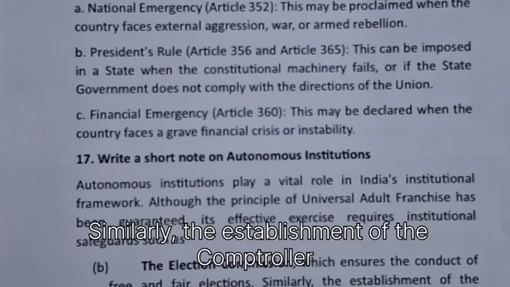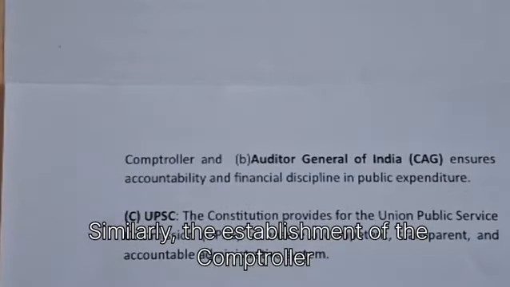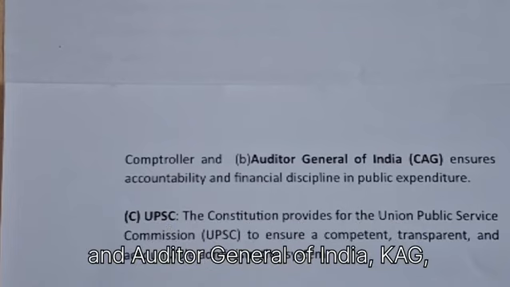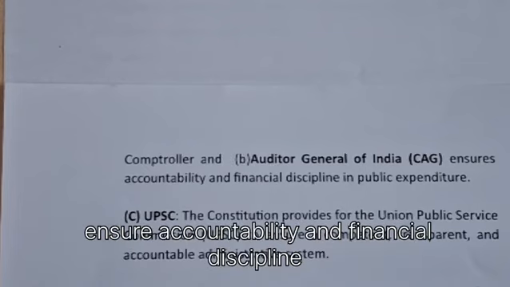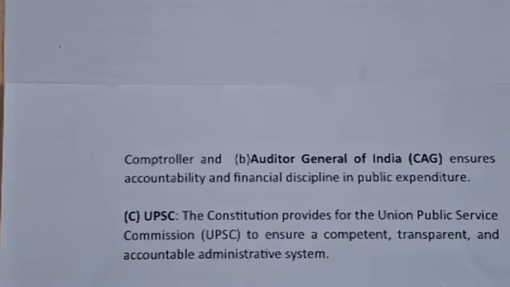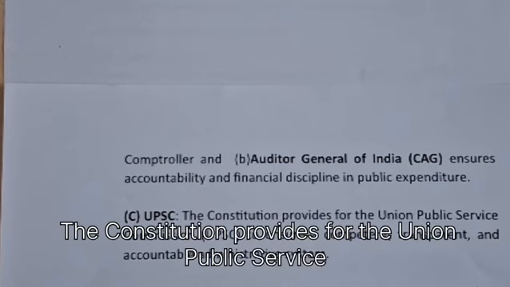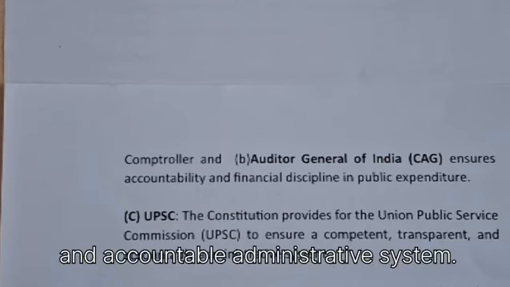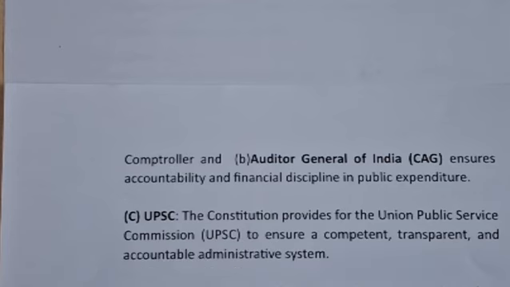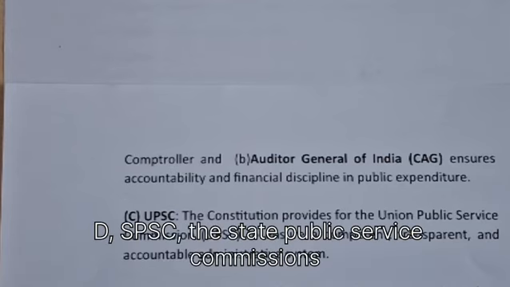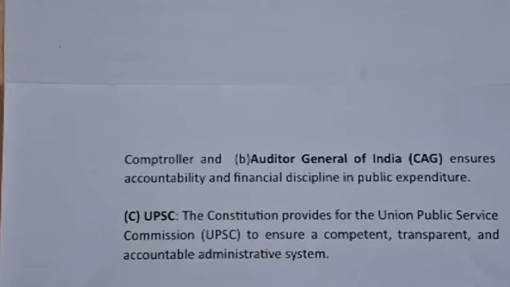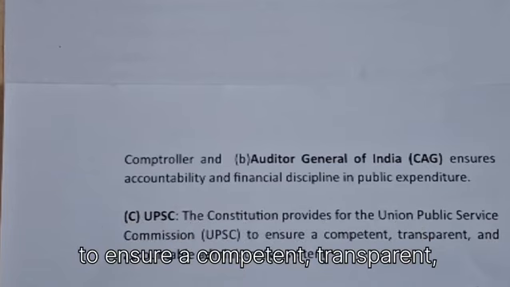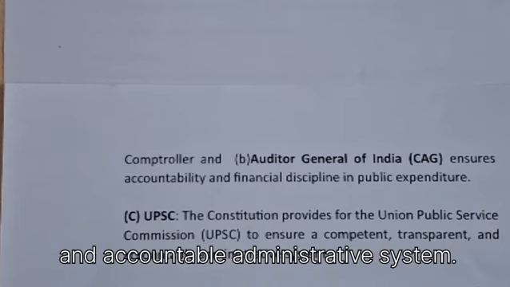Similarly, the establishment of the Comptroller and Auditor General of India (CAG) ensures accountability and financial discipline in public expenditure. C. UPSC: the Constitution provides for the Union Public Service Commission to ensure a competent, transparent, and accountable administrative system. D. SPSCs, the State Public Service Commissions, to ensure a competent, transparent, and accountable administrative system.